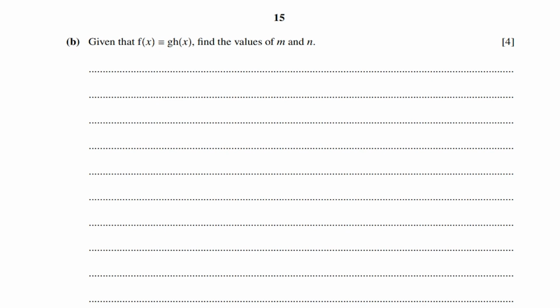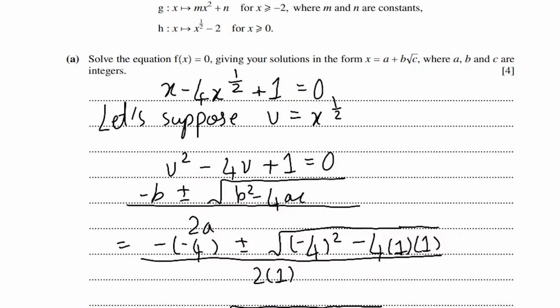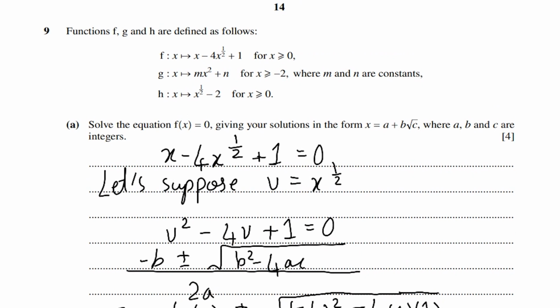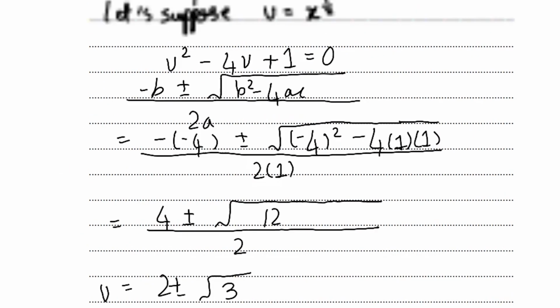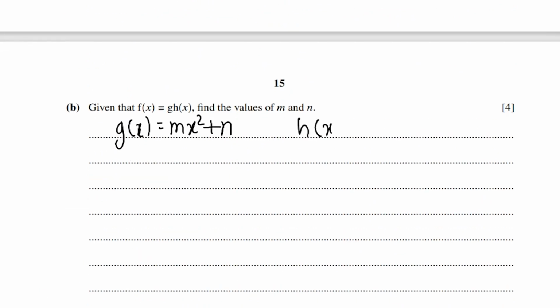Given that f(x) is equal to gh(x), the composite function gh(x), find the values of m and n. First we have to find the composite function gh(x). Now g(x) is mx² plus n, and h(x) is x^(1/2) minus 2. Okay, we have to find gh(x).